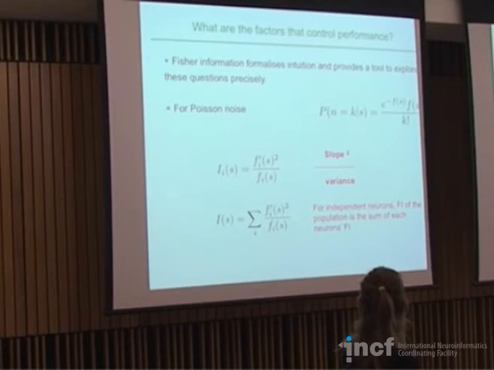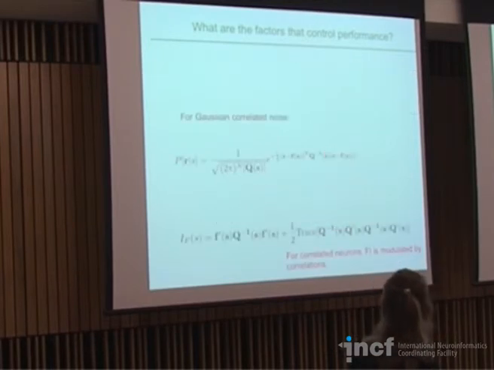So that's for Poisson noise. But it's very general that Fisher information is dependent on the slope over the noise. For Gaussian noise, Fisher information has a similar expression, although it looks more complicated. So if we have Gaussian correlated noise, the model I presented before, that would be your model for P of R given S. So it's a multivariate Gaussian distribution. You can plug this in again in the definition of Fisher information. And now it's three pages of math, but you would end up with an expression like this. So if you have multivariate Gaussian noise, Fisher information looks like that.